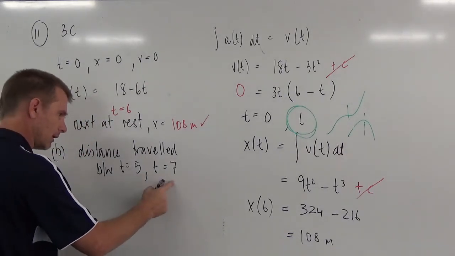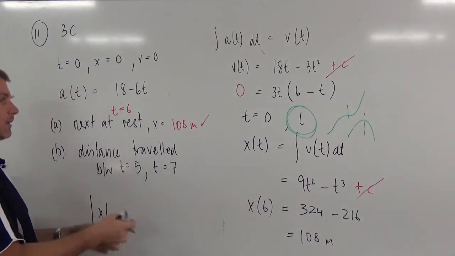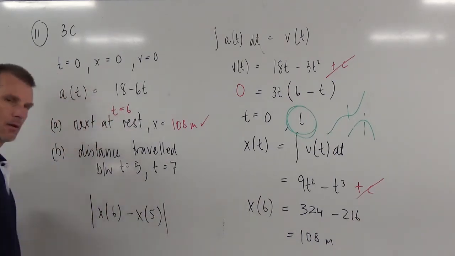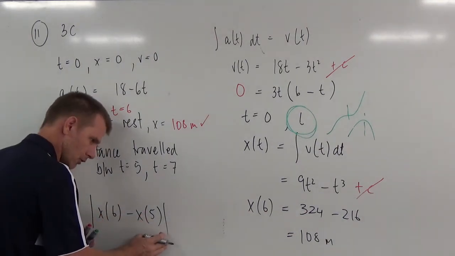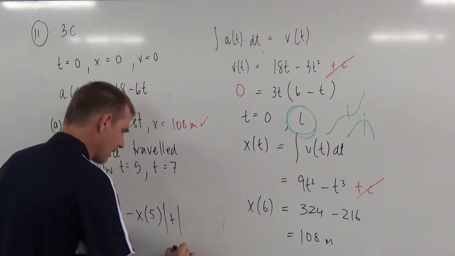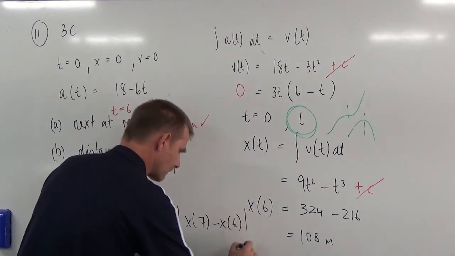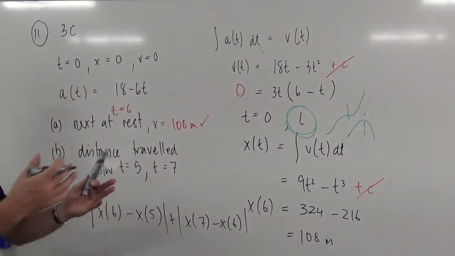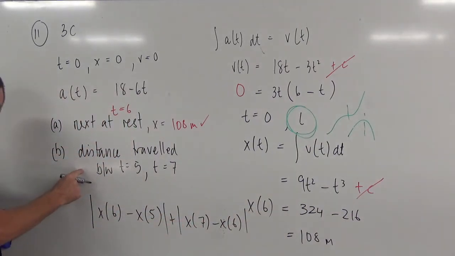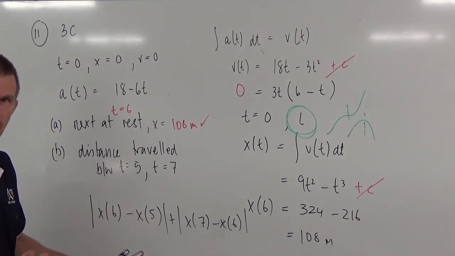Knowing that there's a change here, I could go the absolute value of x of 6 minus x of 5, now working in displacement. That will tell me the positive version of the distance travelled between 5 and 6, plus the absolute value of x of 7 minus x of 6. That will give me the absolute value of the distance travelled in that second. Add the two together and I'll get this answer here. Either way of doing that is good. Play around with both and make sure you get the same answer for both.